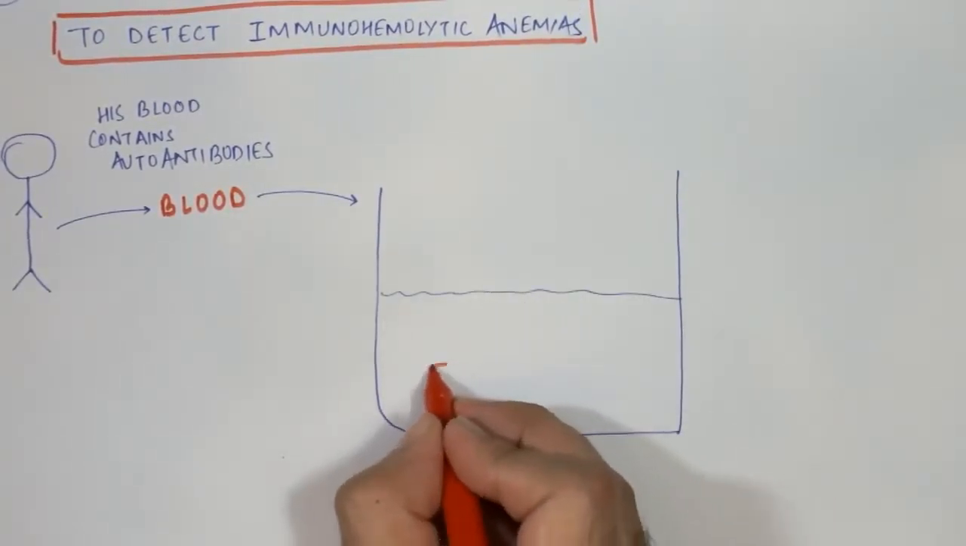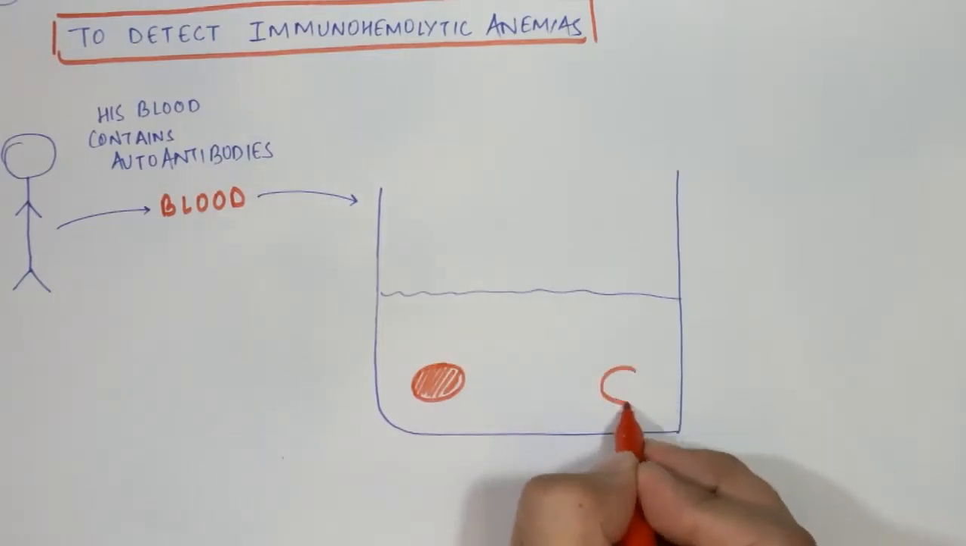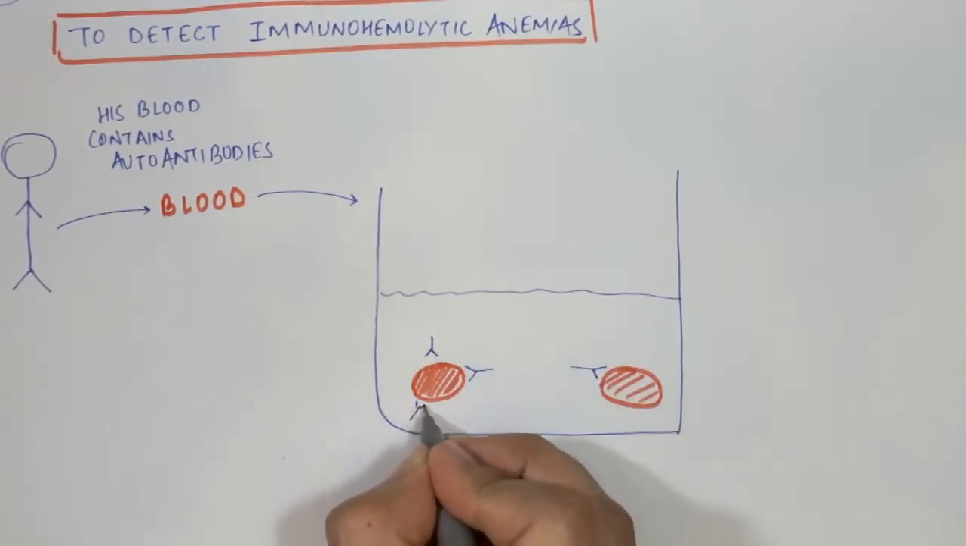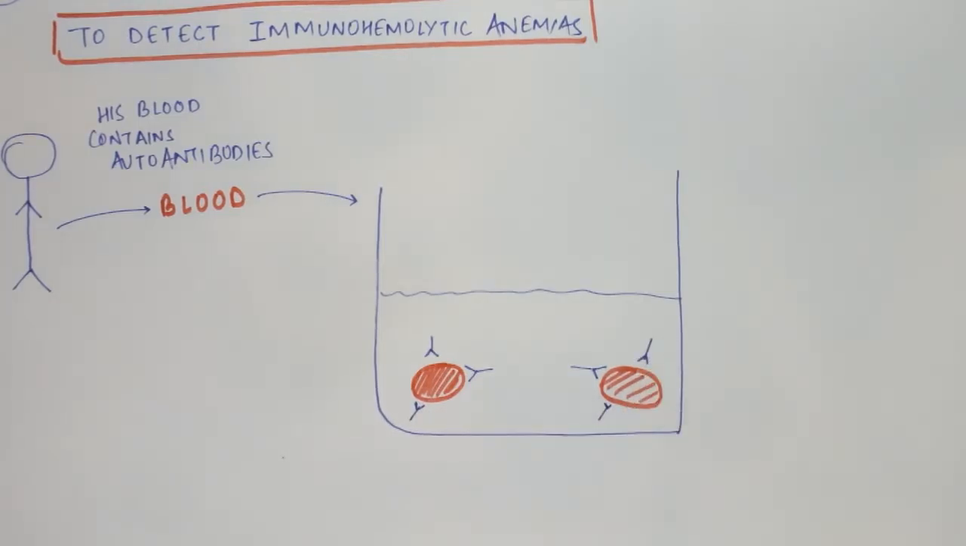So here are the RBCs which are present in the blood of this patient, and here are those antibodies which are attached to the RBC surface. And to keep things simple, for the rest of the video I will refer to these autoantibodies as blue antibodies and the antibodies which are present in the Coombs reagent as green antibodies.